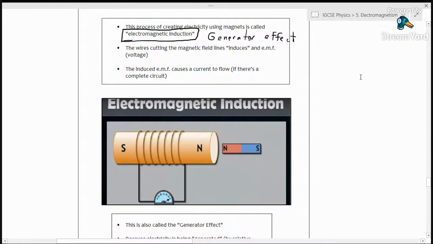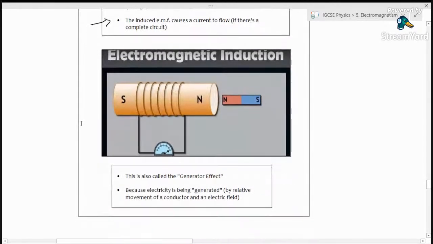So the whole thing with the generator effect is wires cutting magnetic field lines. Anytime you have a wire that is cutting across magnetic field lines, you're going to have an EMF induced in that wire. And if that wire is part of a complete circuit, you will get a current flowing. And that's just what this third point says: the induced EMF causes a current to flow if there is a complete circuit.